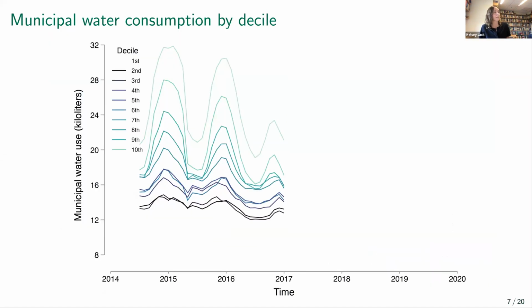So this is an example of starting to think about what kinds of data sources people interested in environmental topics in low and middle income settings could be using. This is using administrative data collected by the city of Cape Town.